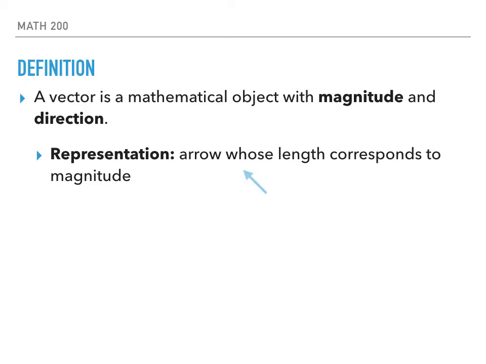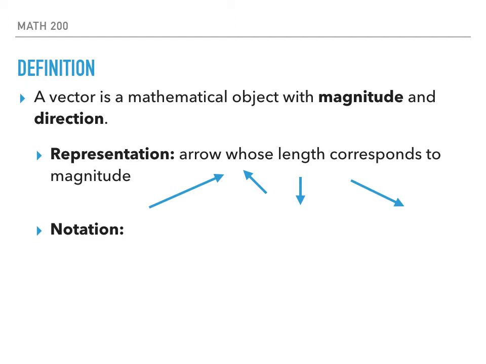Okay? So there's a vector, there's another vector, there's another vector, there's another vector. Okay? And I could move these vectors around. As long as the arrow points the same way and the vector has the same length, it's the same vector.